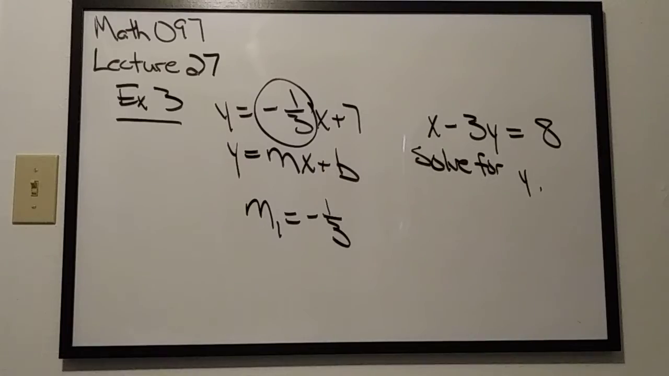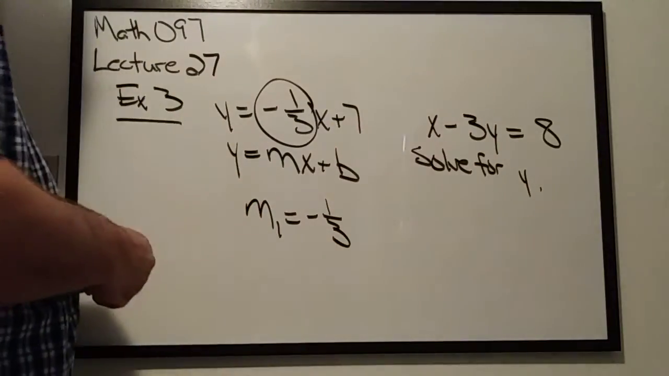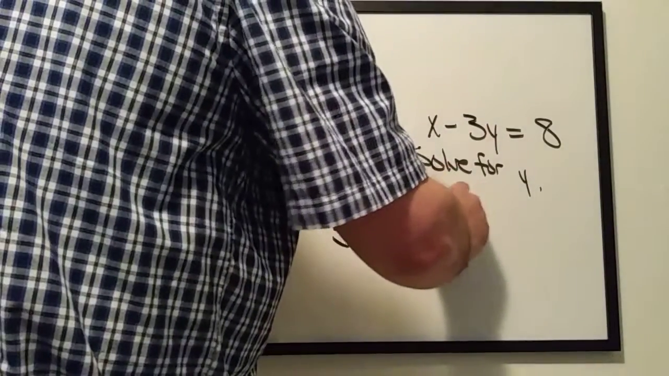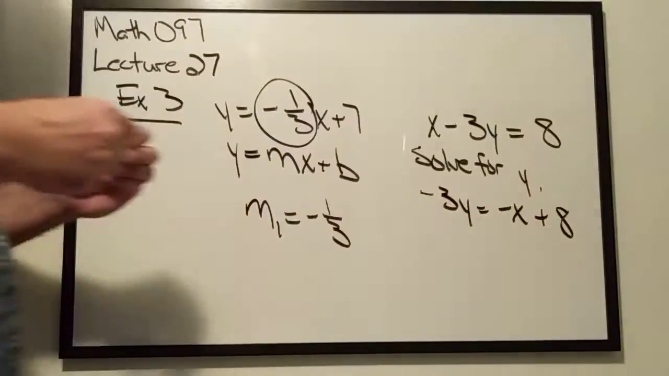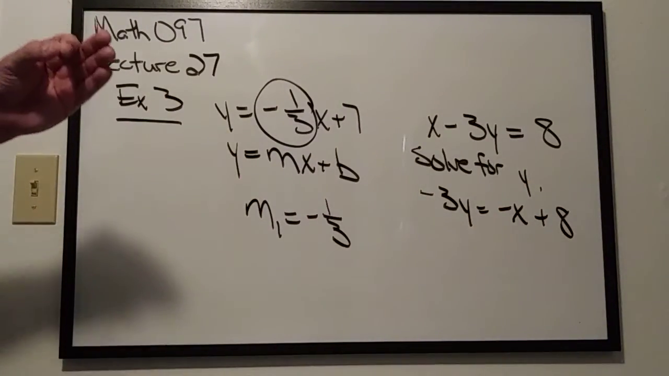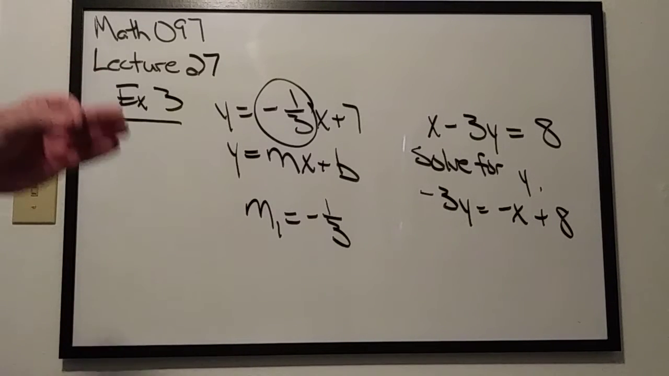One thing that we can do is to start by subtracting x from both sides. If we subtract x from both sides, that gets the y a little more alone than it is right now. So we have negative 3y is equal to negative x plus 8. Now that y, not totally alone yet. So in order to get that y more alone, I do need to divide by negative 3.